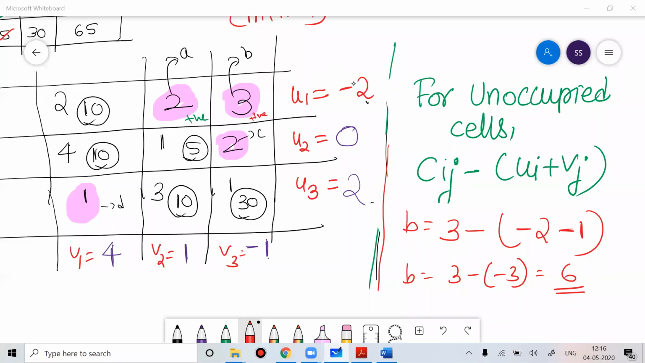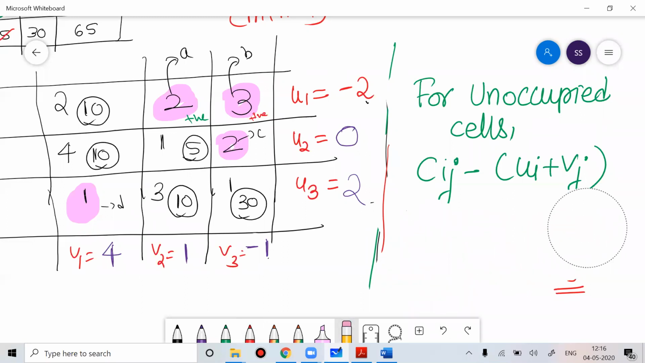Okay, Shruti, I'm doing it again. See, all of you. This is the formula we use for unoccupied cells. I hope everyone can see A, B, C, D. I put pink color on all the cells which are unoccupied. Now I'm doing it one by one.